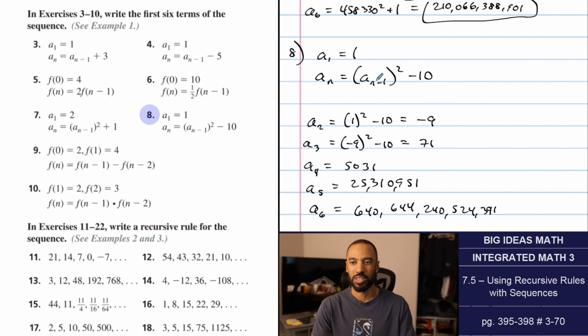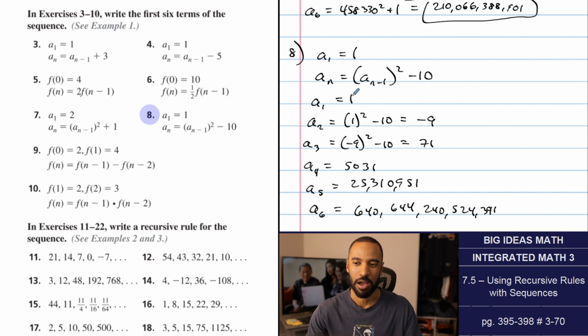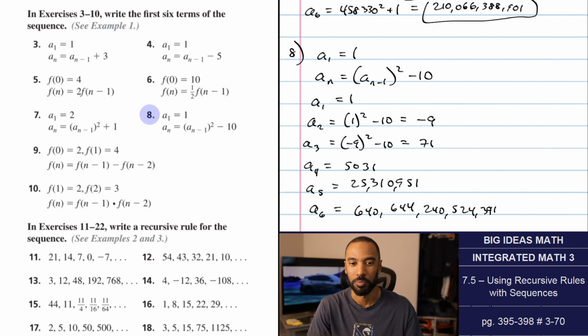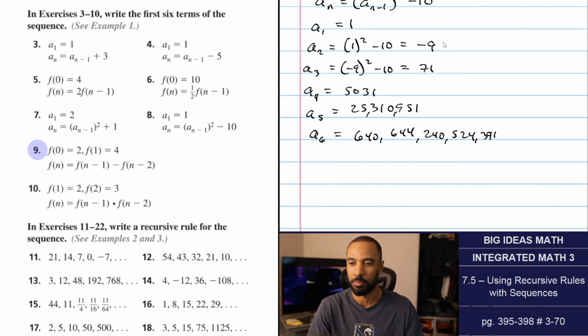Okay, so those are the 6 terms of that one. 1, then negative 9, then 71, and then it kind of just kind of looks weird, right, when you're doing them, but it's what they are. It's what we do. All right, number 9. Let's have smaller numbers, please, even calculator-free numbers. Number 9.